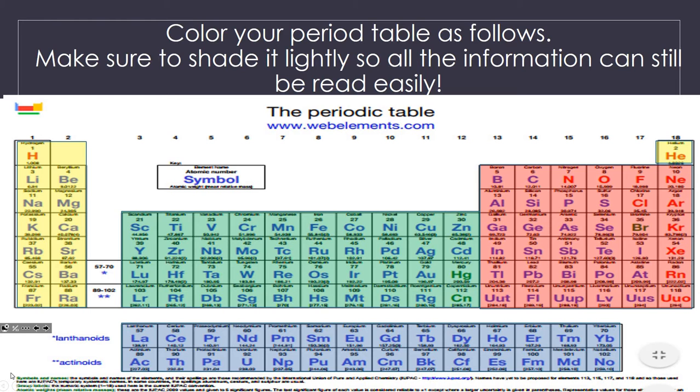This is where I'd use my crayons because I can shade crayons really lightly. You want to make sure you're shading it lightly because you've got to be able to see the numbers underneath. Especially on the dark colors, the blue and the purple and the green and the red, you want to be able to see those numbers underneath because those are important too.